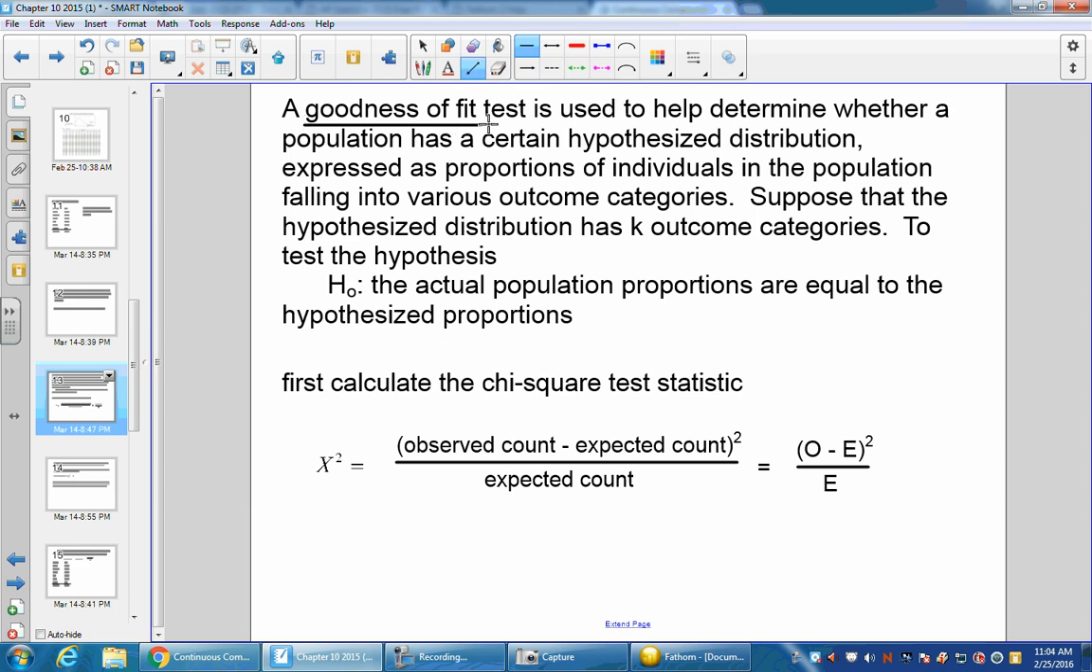A goodness of fit test is used to help determine whether a population has a certain hypothesized distribution, expressed by the proportion of the individuals in the population. So our null hypothesis looks a little bit different with chi-squares. We actually write words. Our null hypothesis is the actual population proportions are equal to the hypothesized proportions. Now, you can do this without writing words. If you do, you would write proportion of Monday equals proportion of Tuesday equals proportion of Wednesday equals and so on.